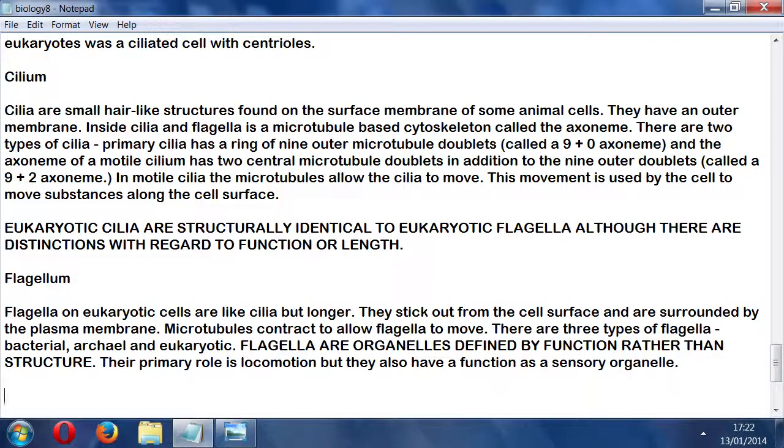So finally we have flagellum. Flagella on eukaryotic cells are like cilia but longer. They stick out from the cell surface and are surrounded by the plasma membrane. Microtubules contract to allow flagella to move. There are 3 types of flagella: bacterial, archaeal, and eukaryotic. Flagella are organelles defined by function rather than structure. Their primary role is locomotion, but they also have a function as a sensory organelle.